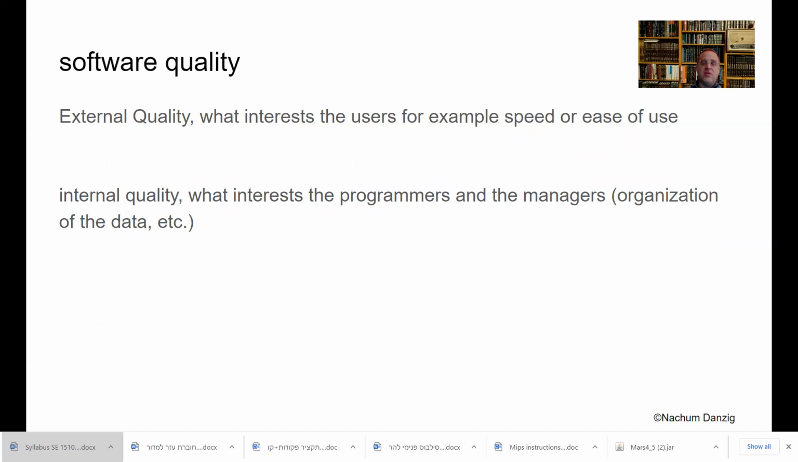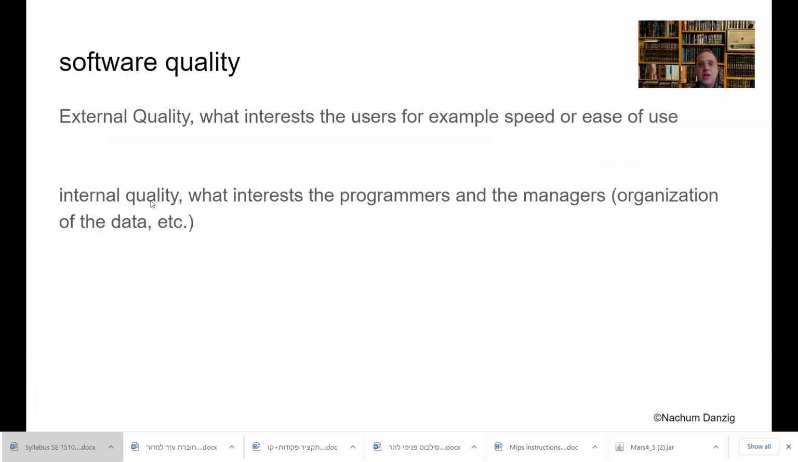So there are two kinds of quality that we can think about when we talk about software. One is external quality, which is how easy it is to use for the user. What is his user experience? Then there's internal quality.